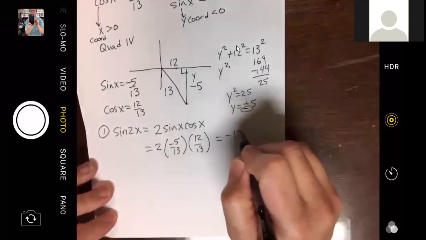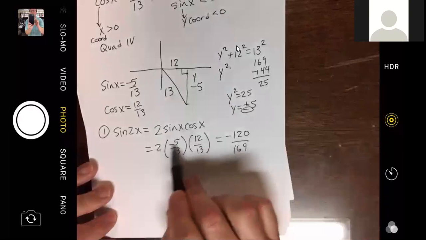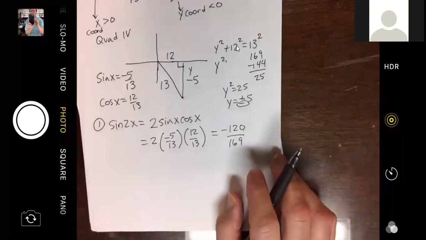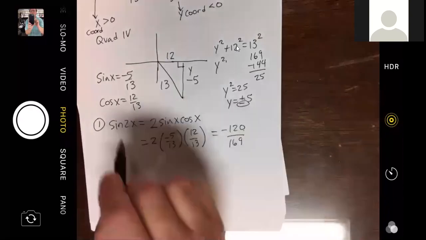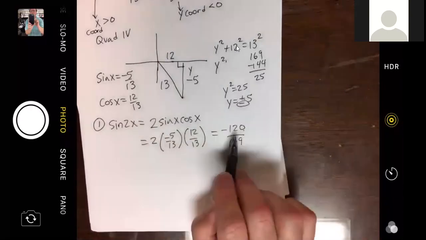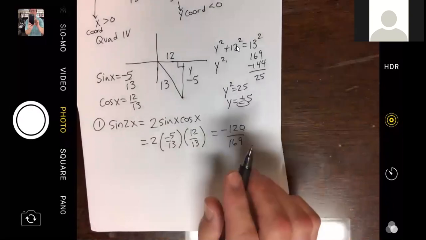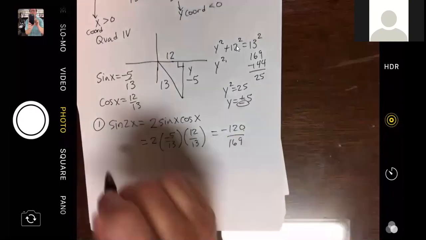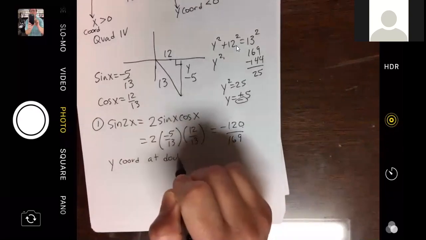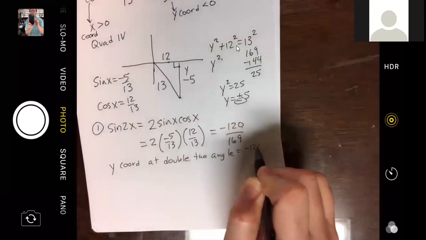You're going to get -120 over 169, -10 times 12, -120 over 169. All it means is your y coordinate, because it's sine, is a y coordinate, but you've doubled the angle. Your y coordinate at double the angle is -120 over 169. I don't know if I should write that down. Y coordinate at double the angle, -120 over 169.